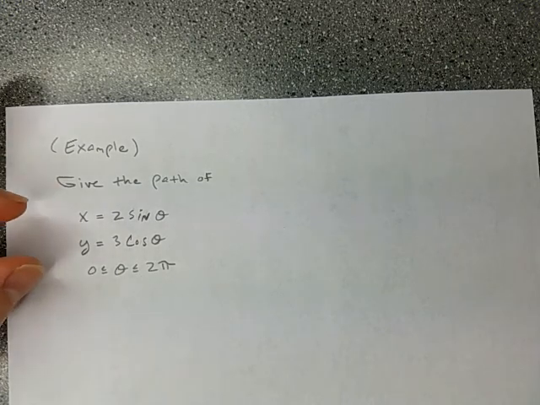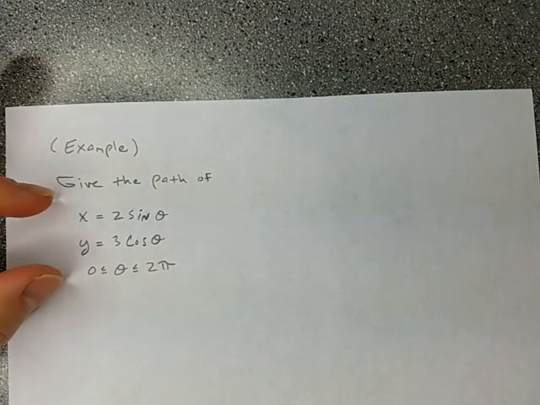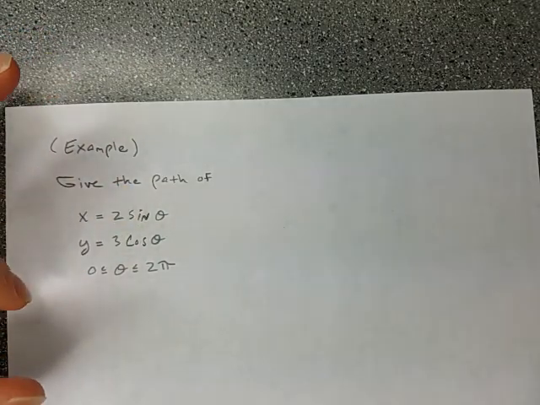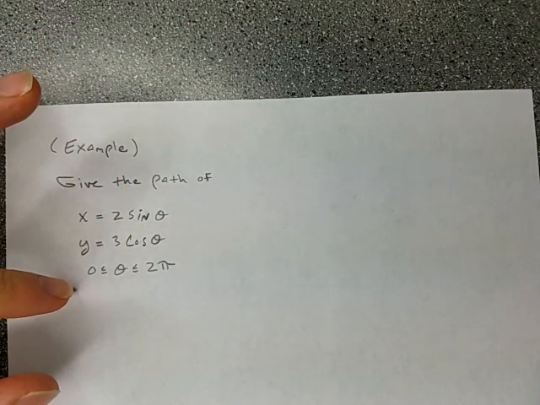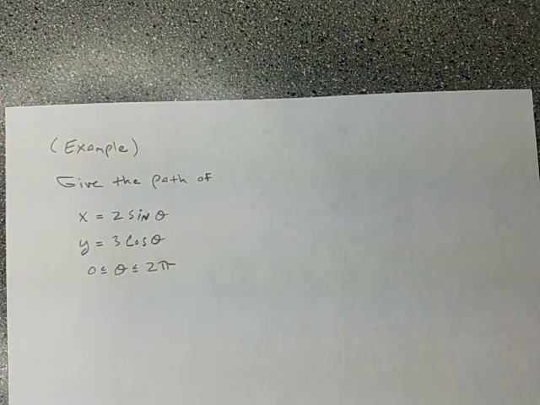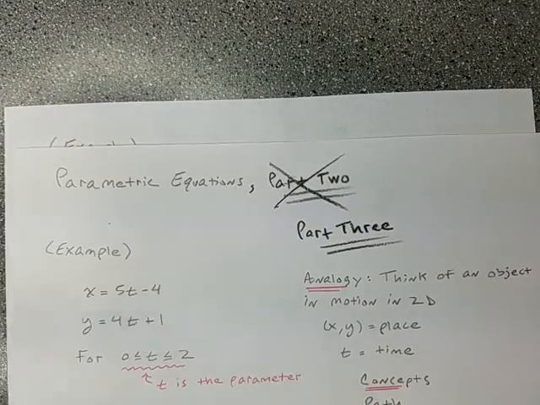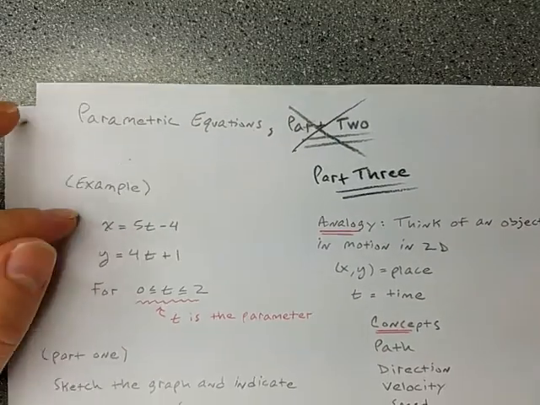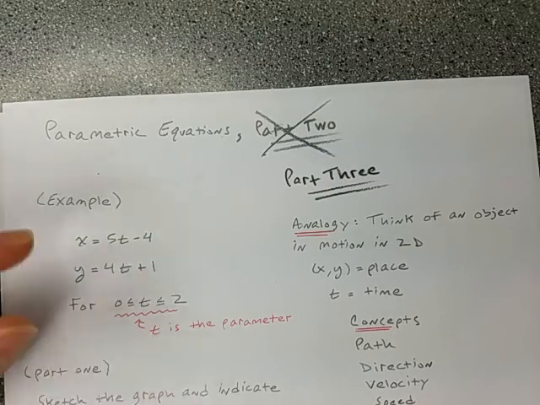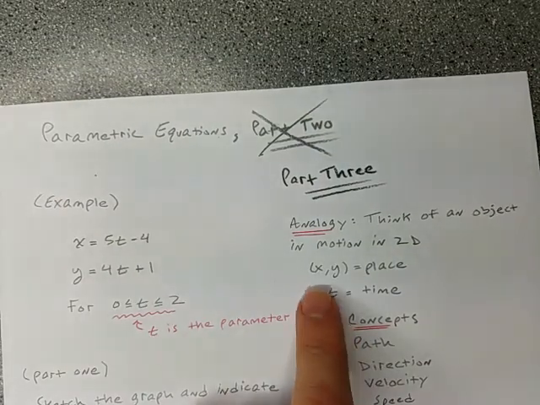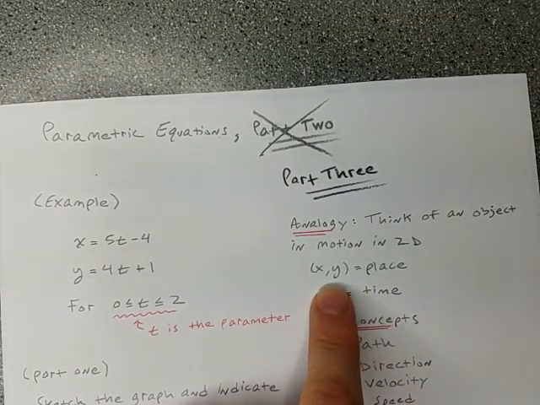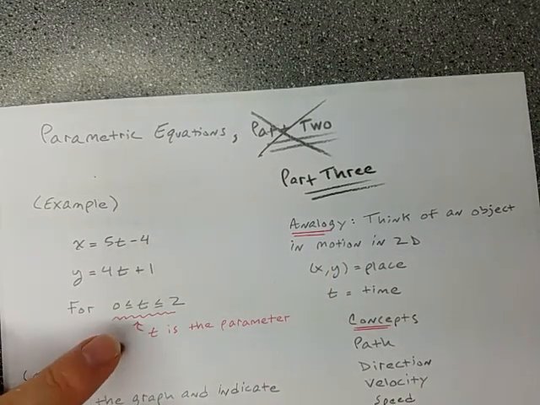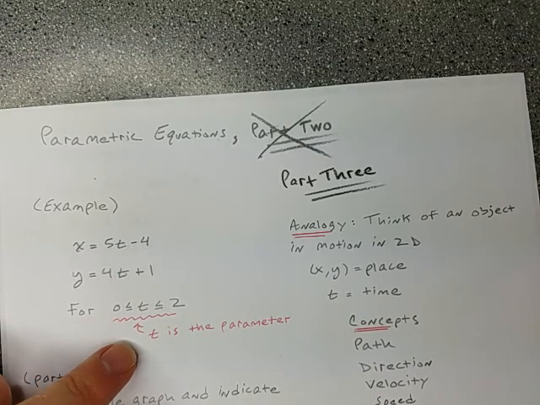It says, give the path of parametric equations given by x is 2 sine theta, y is 3 cosine theta, and theta is restricted between 0 and 2 pi. Now, at this point, having done a few examples, you might say, here the parameter is t, right? You get x and y, which is some point in two-dimensional space, and you get that from this third thing, t.